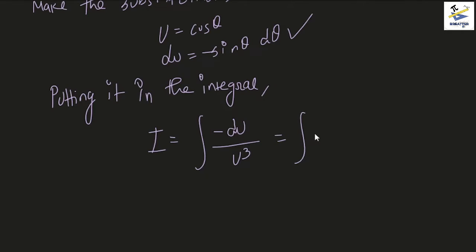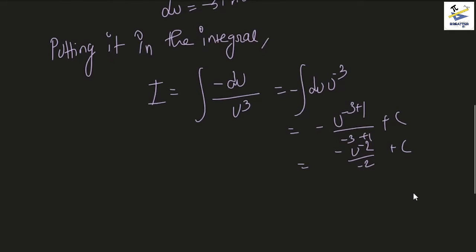Now this would mean that this is minus du into u to the power minus 3. Applying the rule, we get u to the power minus 3 plus 1 by minus 3 plus 1 plus c, or this is minus u to the power minus 2 by minus 2 plus c. So the minuses cancel off, and what you get is 1 by 2 u square plus c. And if you put the value of u, it becomes 1 by 2 cos square theta plus c, which is the answer to our integral.